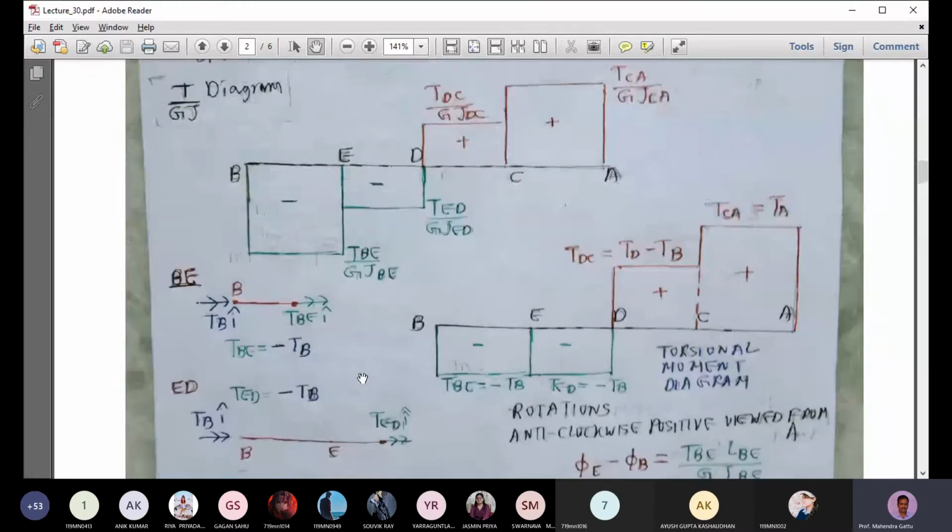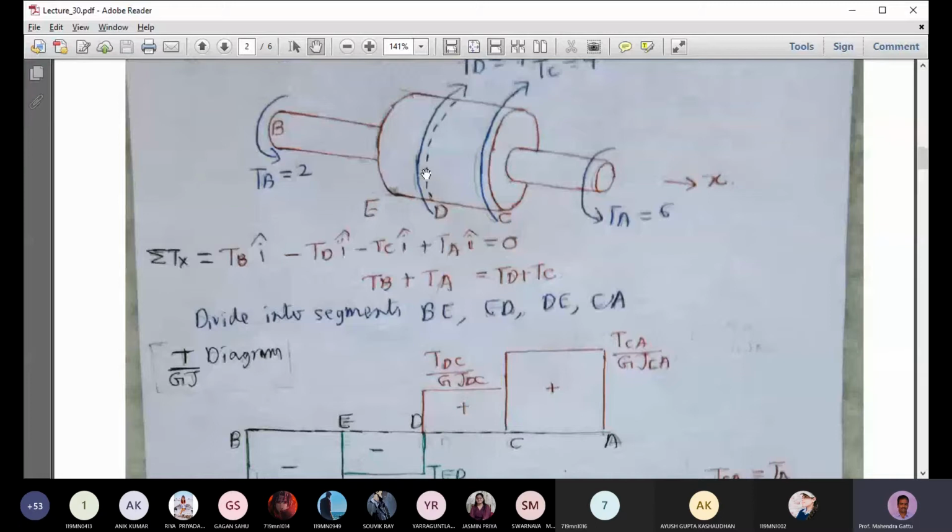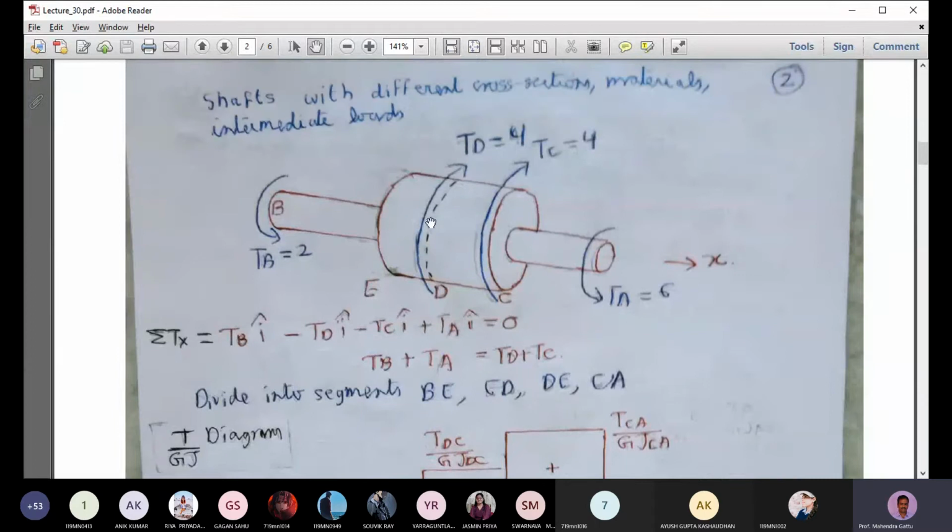Now we are looking at the segment between D and C. Here this intermediate torque is acting. And how is this intermediate torque acting? If you take your right hand and put your four fingers in the direction of that rotation, that is the direction of the torque, we see that the thumb is pointing in the leftward direction. So this is actually minus 4 i cap, or minus TD i cap.